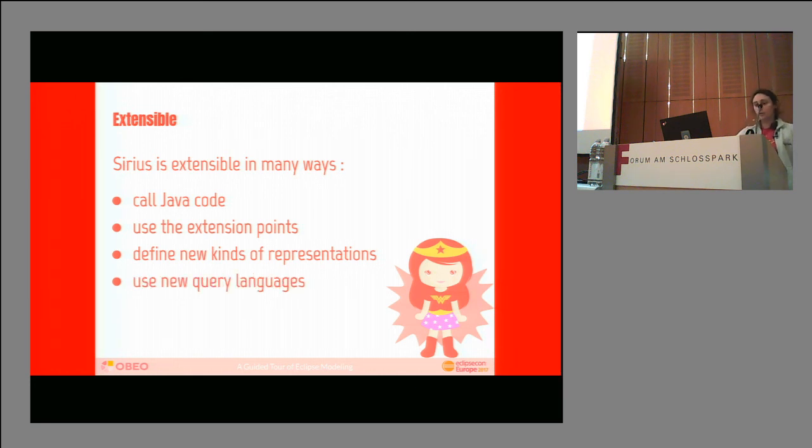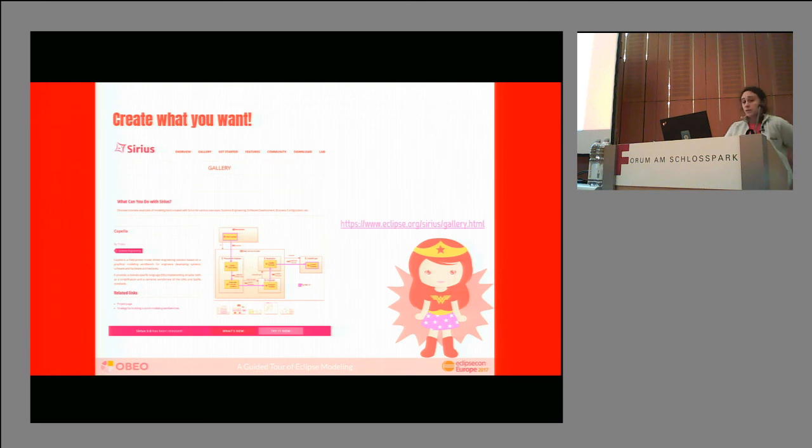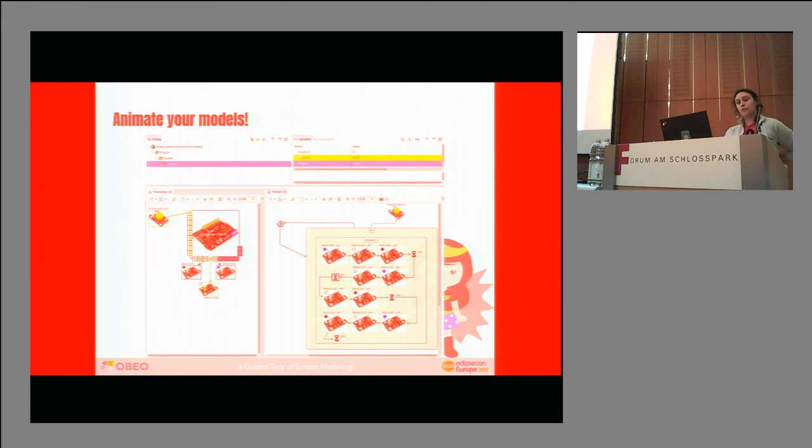And also, if you don't want to use AQL, you can use another query language. So if you want to see what you can do with Sirius, you can have a look at the gallery available on the Sirius website. There are lots of examples. We also provide another section on the website, named Lab. In this section, you will find another experimental component, which allows us to animate Sirius-based modelers.